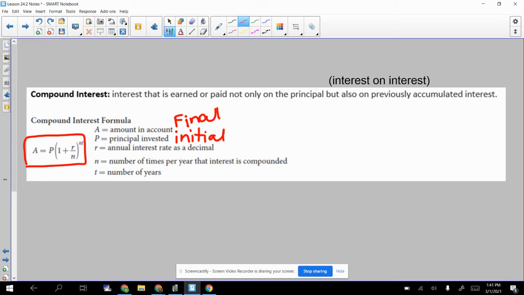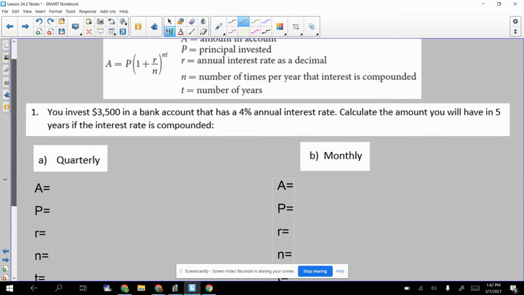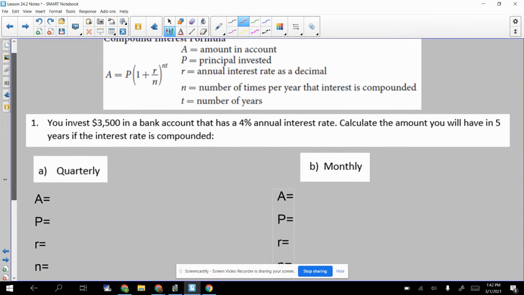n is for the number of times per year that interest is compounded. So if it's monthly, your n would be 12. If it's quarterly, your n would be 4. If it's daily, your n would be 365 because it's how often the interest will be compounded. And then t is the time, number of years. Okay, so let's try an example here. And again, there's your formula and all of what it represents.